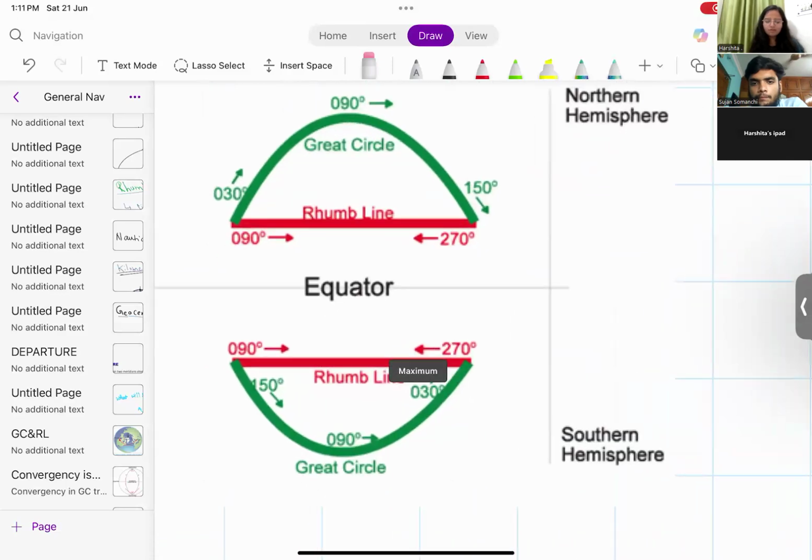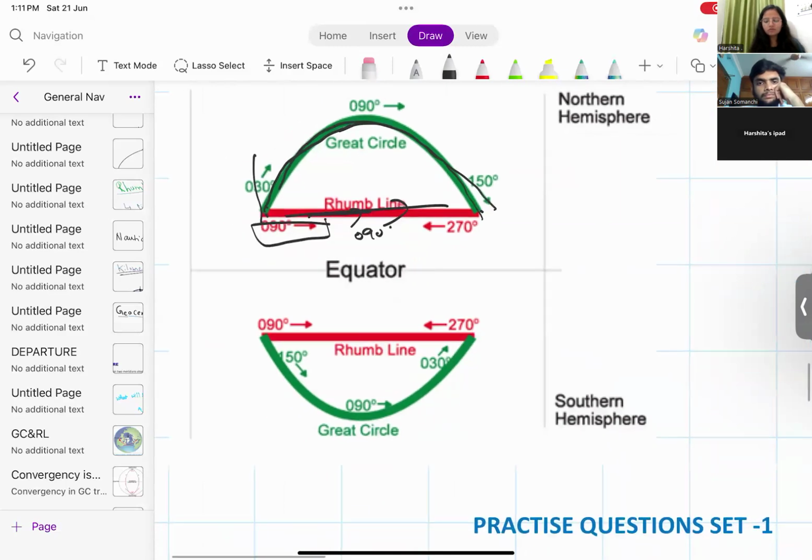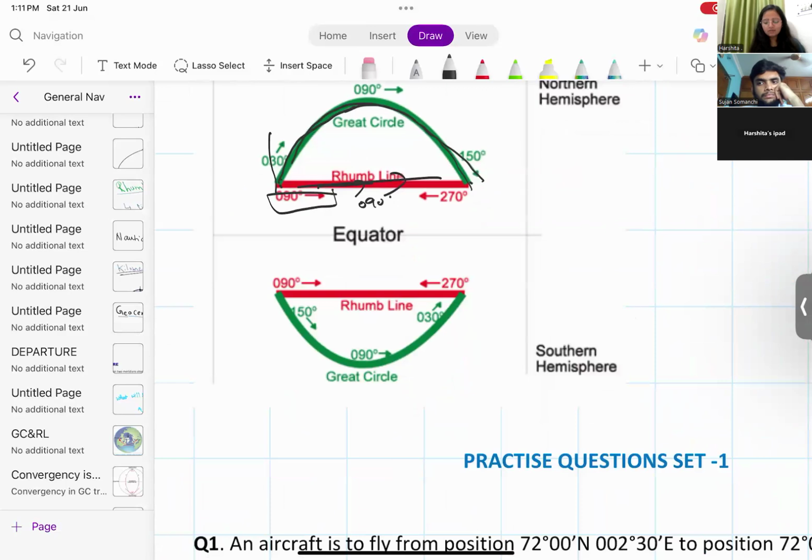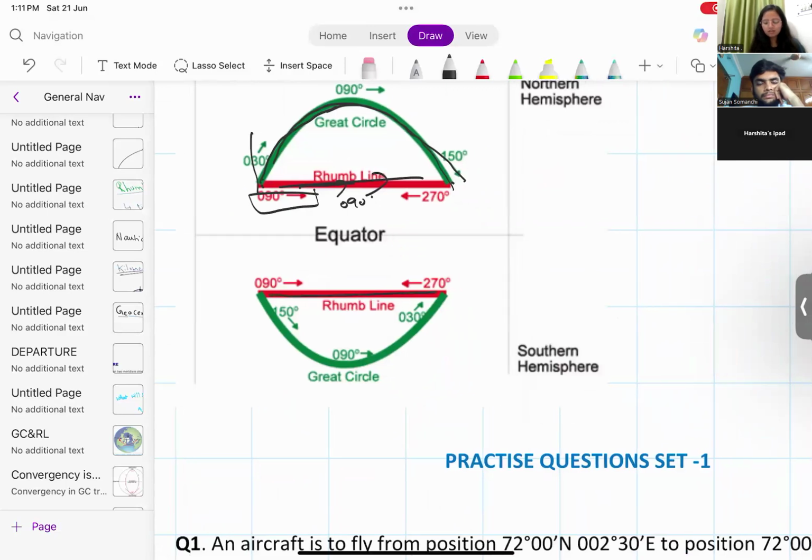In the northern hemisphere, this is the rhumb line, this is the great circle track. If they are going from point A to B at a rhumb line of 090 degrees, initial track is 030, final track is 150. So the diagram looks like this. Similarly, in the southern hemisphere, this is the equator, this is the great circle going in the eastern direction. The diagram will look like this. Going in the western direction, the diagram will look like this.